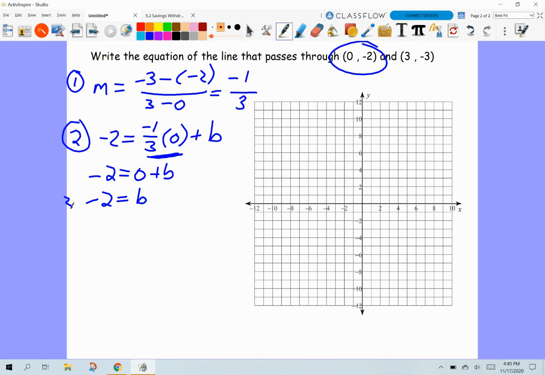That right there is why I always pick the one that has a 0 in it. It makes the math just a little bit easier. So my final equation, step 4, y equals -1/3 x minus 2. So when I graph it, start at -2, down 1, 3 to the right. Do it again if you can.